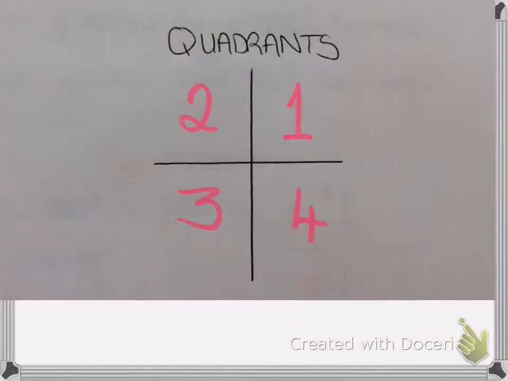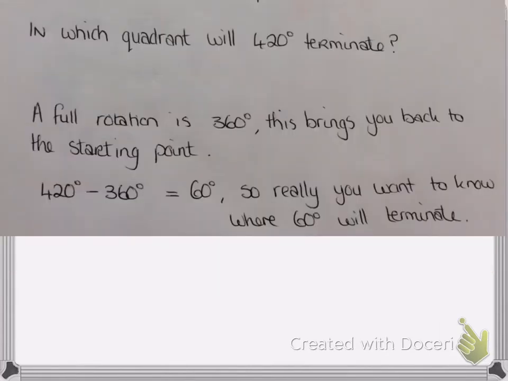Remember the 4 quadrants. Okay, first, second, third and fourth in that order. So it's important that you remember the quadrants. Let's look at this example. In which quadrant will 420 degrees terminate? So always just remember, a full rotation is 360 degrees. Alright, so if you can get 1 full rotation, sure, that's going to bring you back to the positive side of the x-axis again. And then you keep going until you get the remainder of your angle to see where you end up.